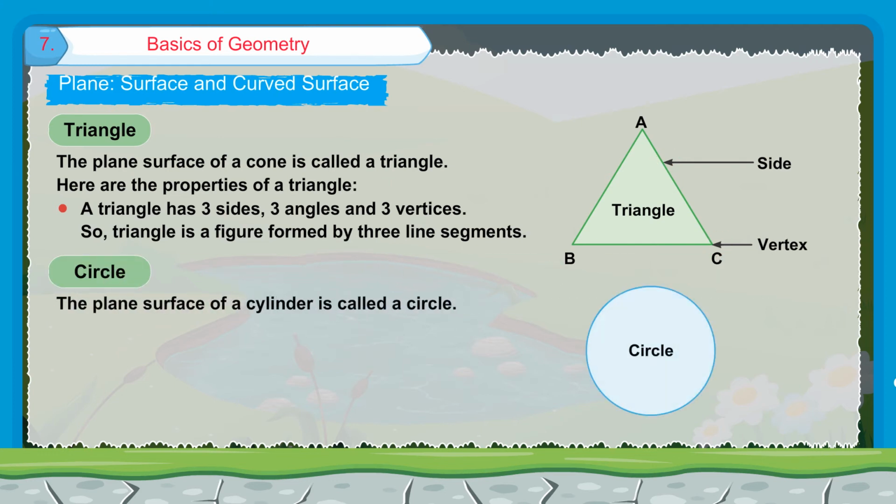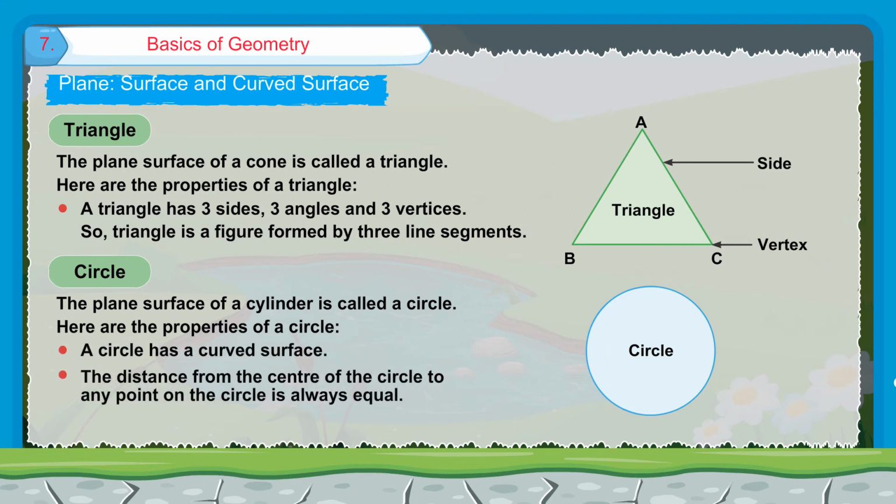Circle. The plane surface of a cylinder is called a circle. Here are the properties of a circle. A circle has a curved surface. The distance from the center of the circle to any point of the circle is always equal. A circle has no edge and no vertex.